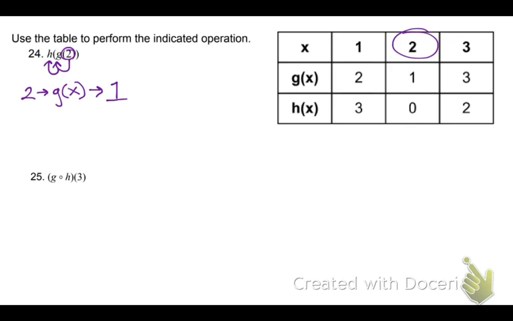Now, that's an intermediate answer. That is not my final answer. So all we did was take 2 and substitute it into g. We need to take the answer from that and substitute it into h. So now let's substitute that into h of x. When I find x equals 1 and substitute that into h of x, come down to this third row, it tells me the answer is 3. So when x is equal to 1, h of x is equal to 3. So my final answer is 3. I want you guys to try that for number 25 and go ahead and answer number 25 now.